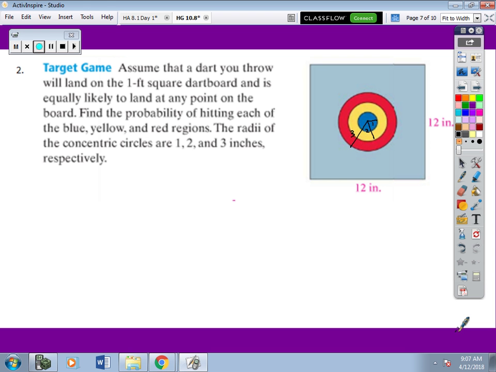Okay, so we're going to have 3 problems, so make sure you allow yourself enough space. So let's do the probability of getting in the blue circle first.